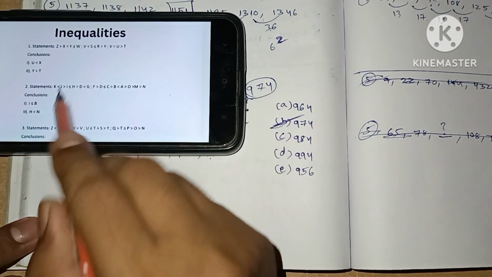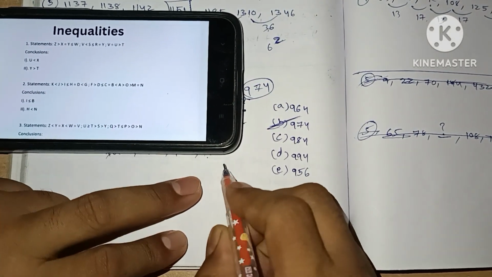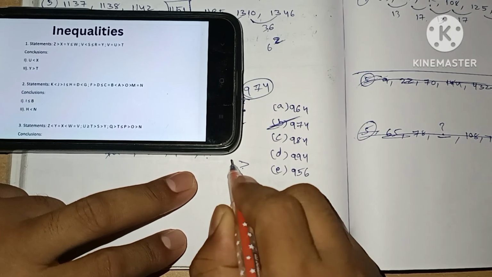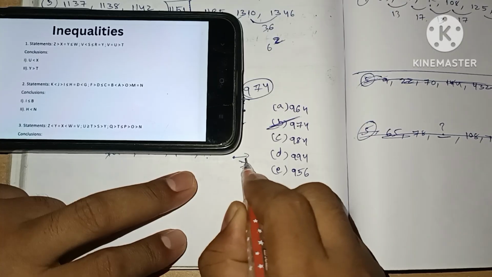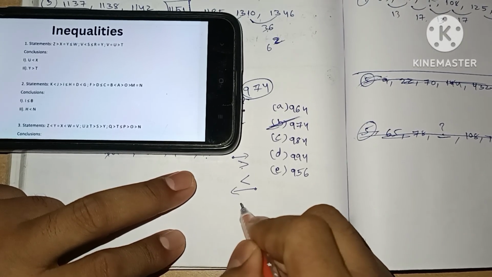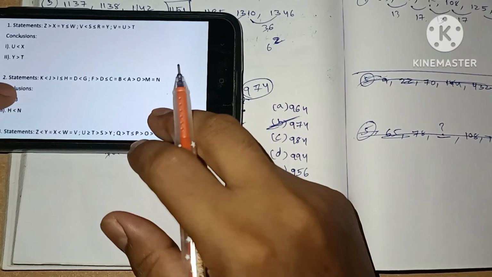Now we are going to see inequalities. Before that, the concept we use for inequalities is the flow method. If we see a symbol like this, we always say the flow is from this side to this side. If we see a symbol like this, the flow is from this side to this side. Let's see with the questions directly.